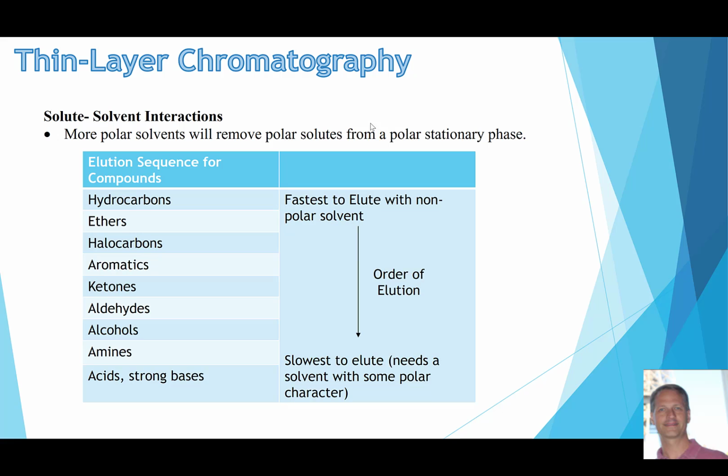Now, there are some factors at play here for thin layer chromatography. In fact, chromatography in general, there are some solute-solvent interactions. So more polar solvents tend to remove polar solutes from a polar stationary phase, right? So this is the elution sequence for compounds. And really, we're starting off here with things that are pretty nonpolar, going up to more polar compounds. So these more polar compounds down here at the bottom are slower to elute, or to move on a TLC plate, and they require a solvent with some type of polar character to get pulled off.